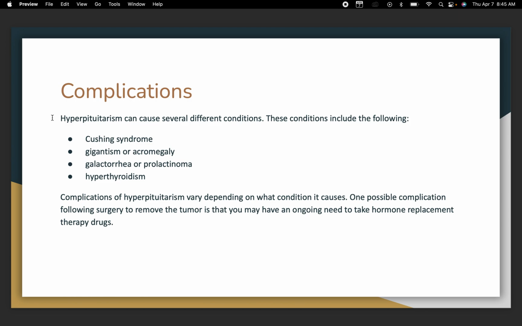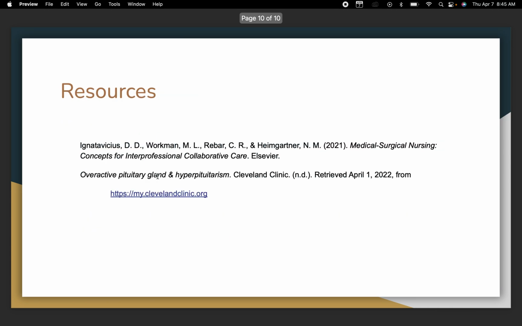And so these complications actually really align with the disease process itself. So the giantism or acromegaly, that's another word for what that clinical portrait showed. Hyperthyroidism, and so those are directly affected by the oversecretion of hormones in the pituitary. And that is it for hyperpituitarism.